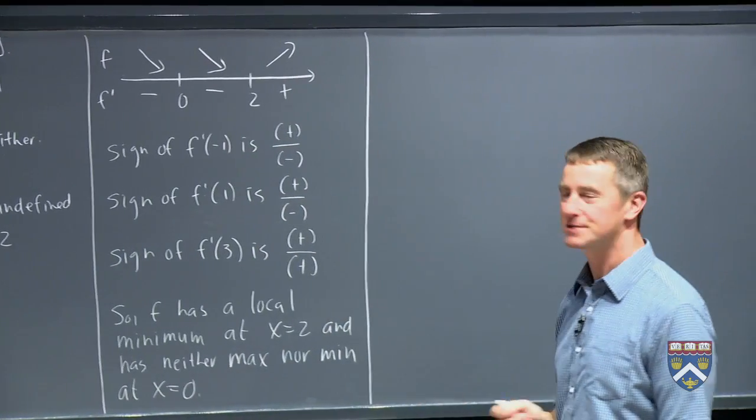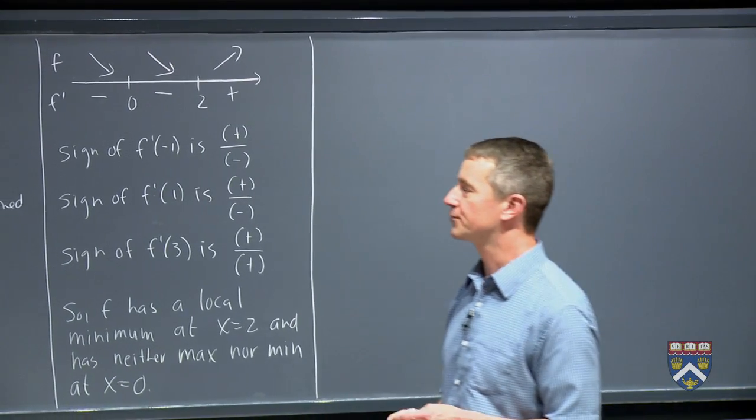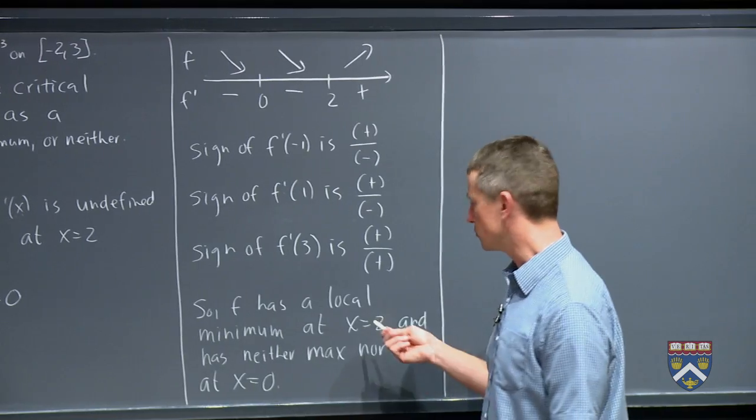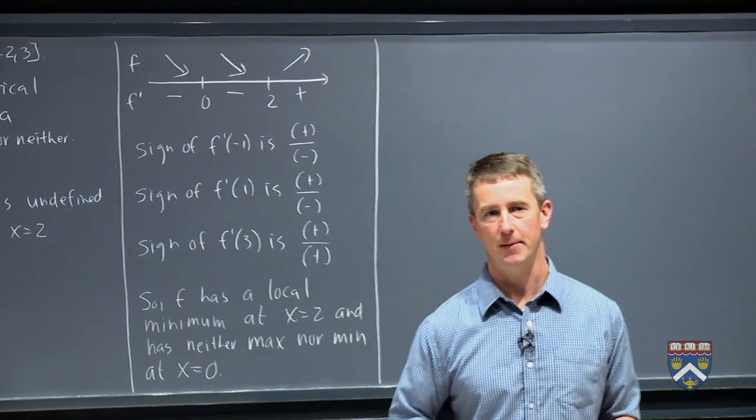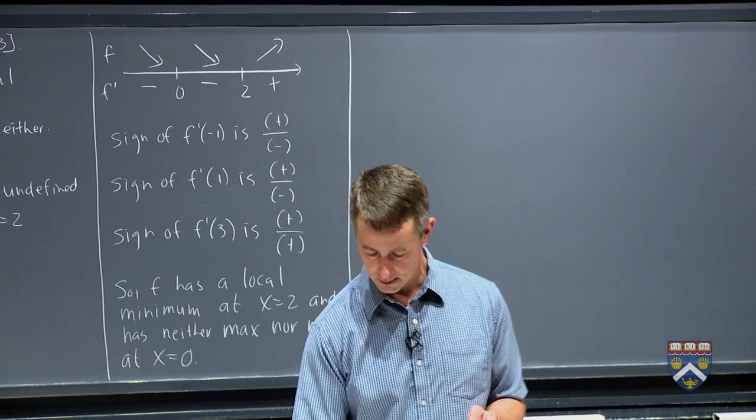So start thinking to yourself what might be happening at x equals 2. We know that the derivative doesn't exist. We know that 2 is a local minimum. Start trying to picture in your head what the graph might look like at 2. That's going to be what we get to at the very end of this problem.